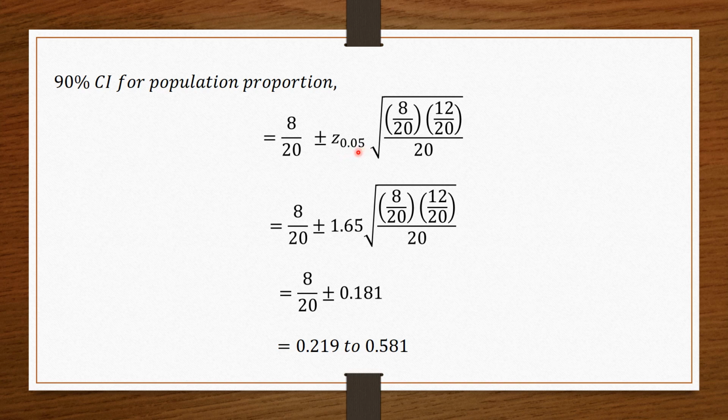0.0500. So we need to refer to the standard normal table to get this z-score. Make sure you refer to the area of 0.0495. So 8 over 20 is the sample proportion for those who say yes, and your Q hat is 12 over 20 and N is equal to 20. After you substitute in this formula and calculate, you will have this answer.